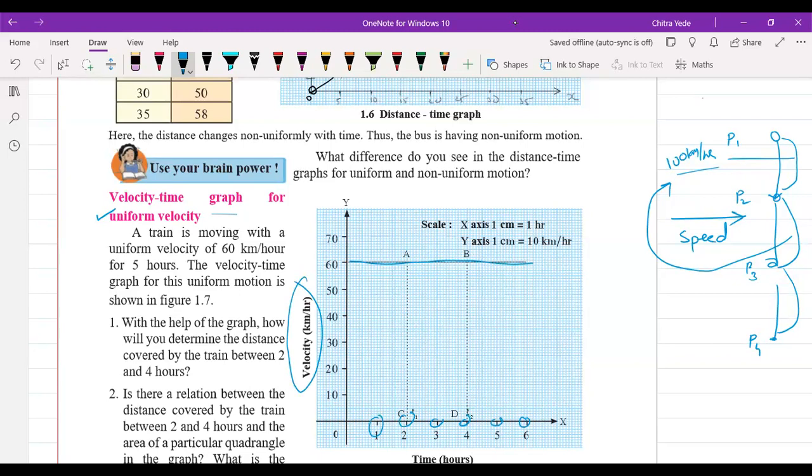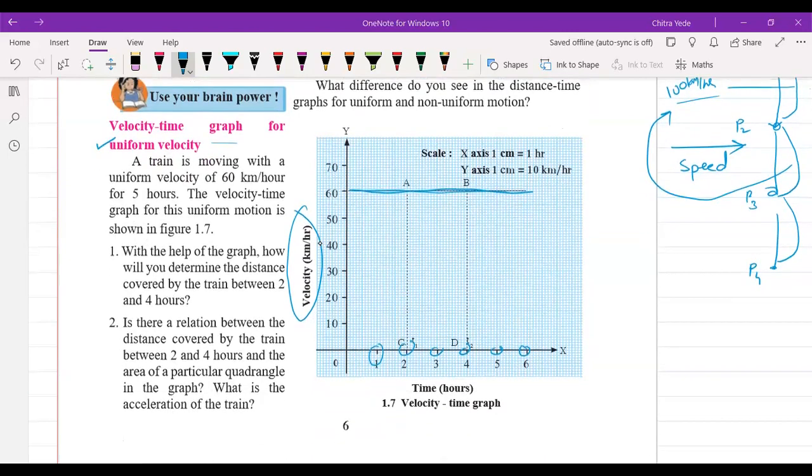So we will get a straight line which is parallel to the x-axis, or we can say parallel to the time axis. Then it is called uniform velocity. Understood? So by checking the diagram itself, if the line that we have plotted is parallel to the time axis against velocity, then it is uniform velocity. Understood?